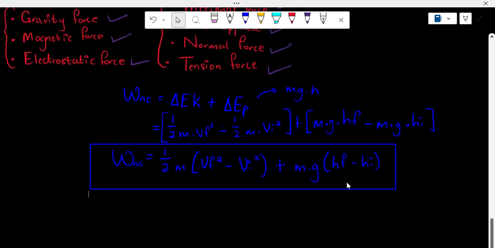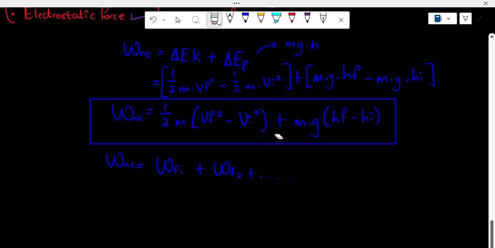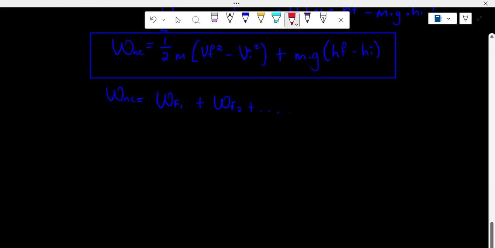Another thing you must remember: if you have more than one non-conservative force acting on the object, then your W NC will be the work done by the first non-conservative force plus the work done by the second non-conservative force plus dot dot dot. This dot dot dot basically means it depends on the number of non-conservative forces acting on the object. So please make sure to not forget this.